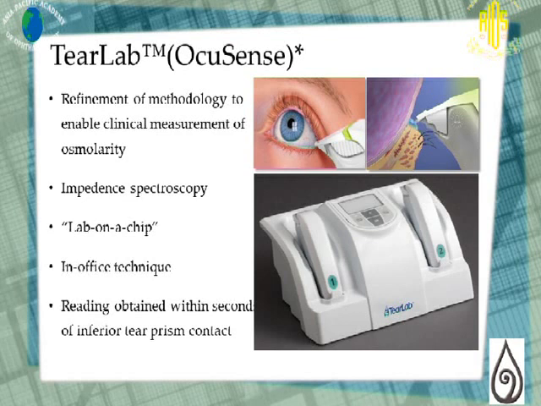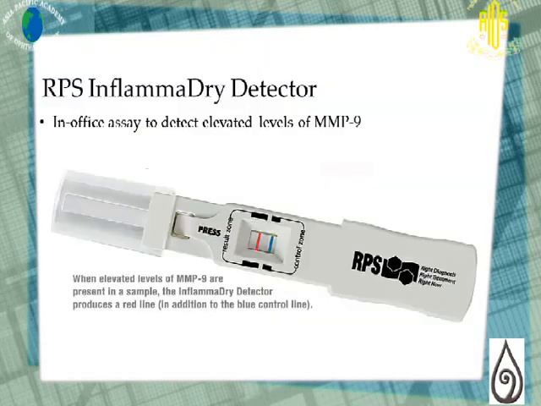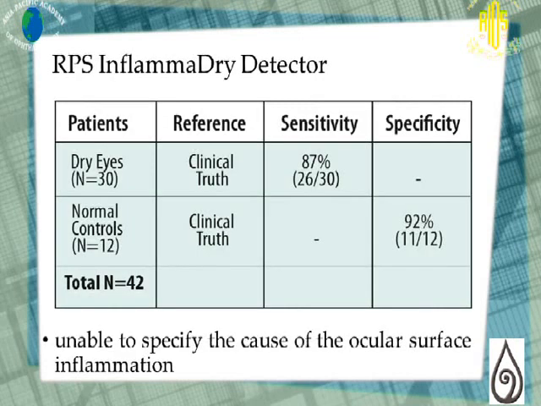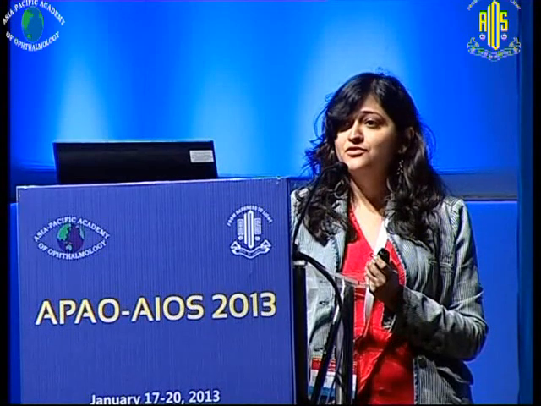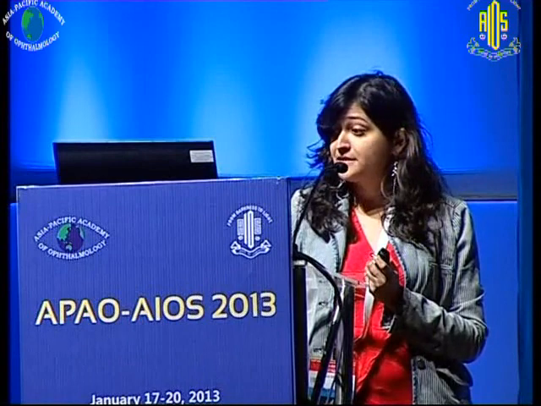It's a lab on a chip, literally, and it takes not more than a couple of minutes to give you an osmolarity measurement. Again, InflammaDry detects MMP-9. It's more like a screening tool. It will tell you whether there are elevated levels of MMP-9 or not. It has generally good sensitivity and specificity. The only thing is it won't tell you the cause of ocular surface inflammation. So there are a few drawbacks there.